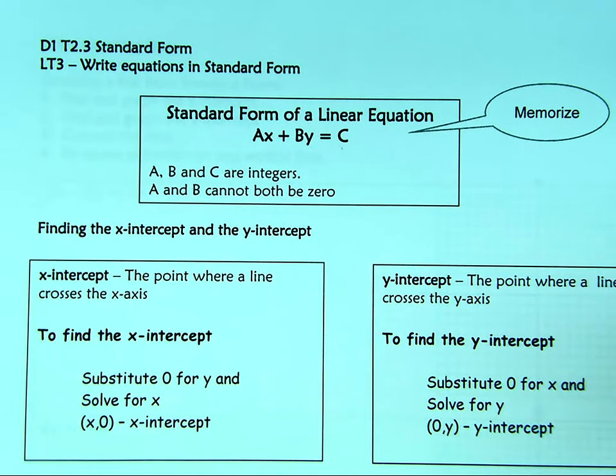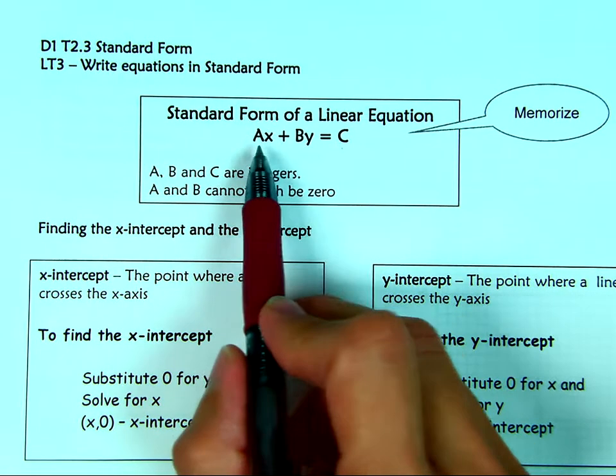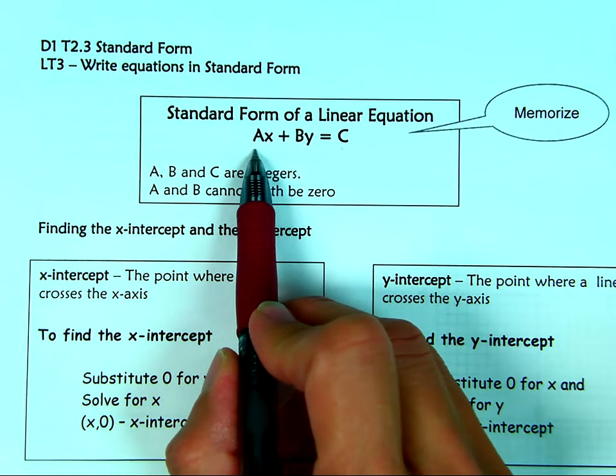What happens when a is 0? Well, that means there's no a, because a times 0 is 0. 0 plus by would be by. So you wouldn't even see the x. If a is 0, you won't even see the x. If b is 0, you won't even see the y. So pay close attention to x is always first.